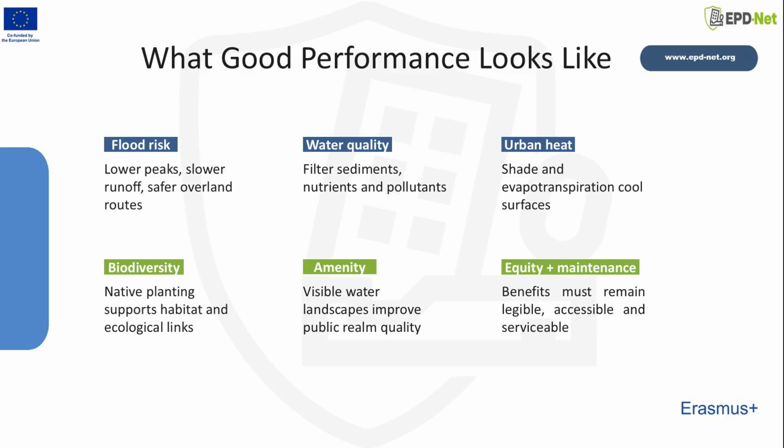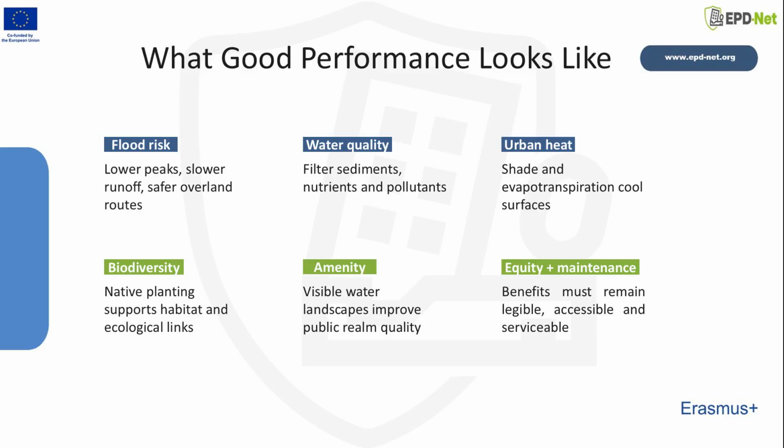In terms of water quality, they help filter sediments, nutrients, and pollutants. For urban heat, shade and evapotranspiration can cool surfaces and improve thermal comfort. In relation to biodiversity, native planting can support habitat and ecological connectivity. In terms of amenity, visible water landscapes can improve the quality of the public realm.